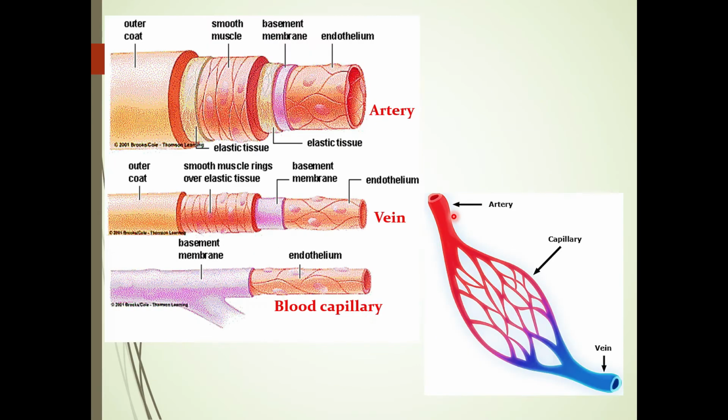Then this is the structure of the artery. If you have a close look, you can see it has many layers, so that's why it is thick. And this one is a vein. You can see it only has about three layers, that's why it only has a thin wall. But the blood capillary is thinner than the vein, because it only has one layer here. So these are our blood vessels.